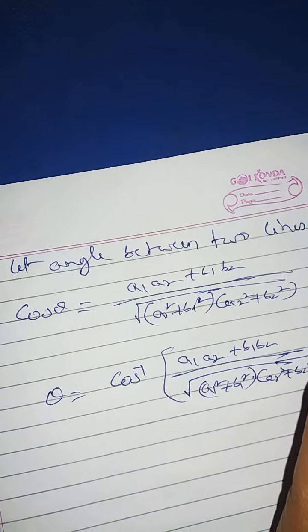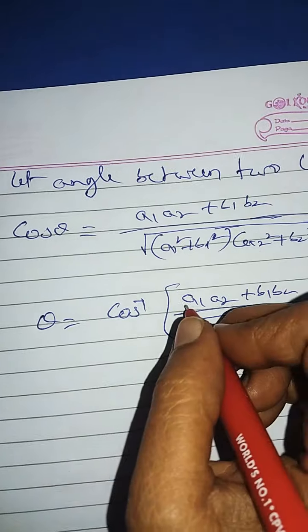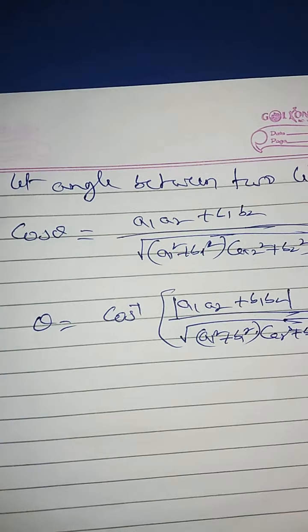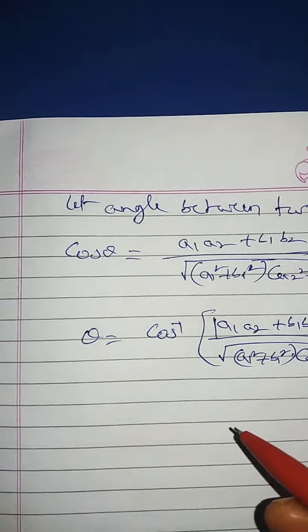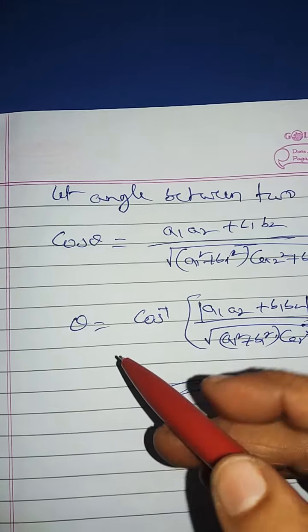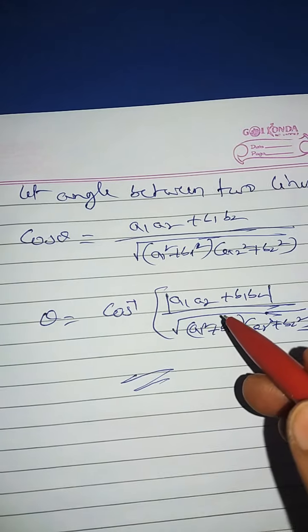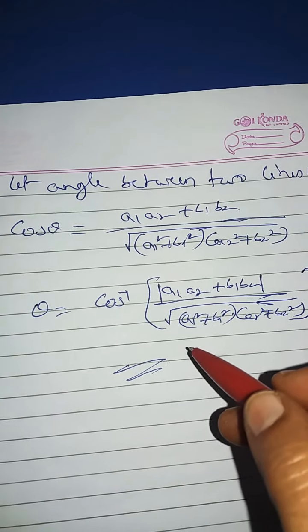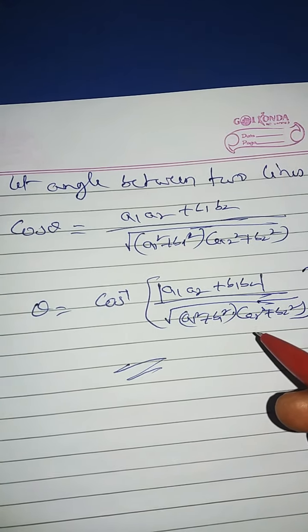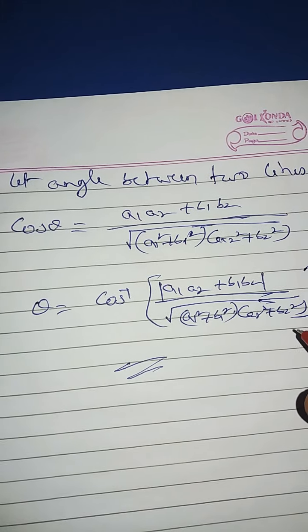So this value is in first quadrant, the value is always positive, so keep mod. So hence this is the proof. What is the proof? Here the angle between two lines theta is cos inverse of A1 A2 plus B1 B2 by root of A1 square plus B1 square into A2 square plus B2 square.